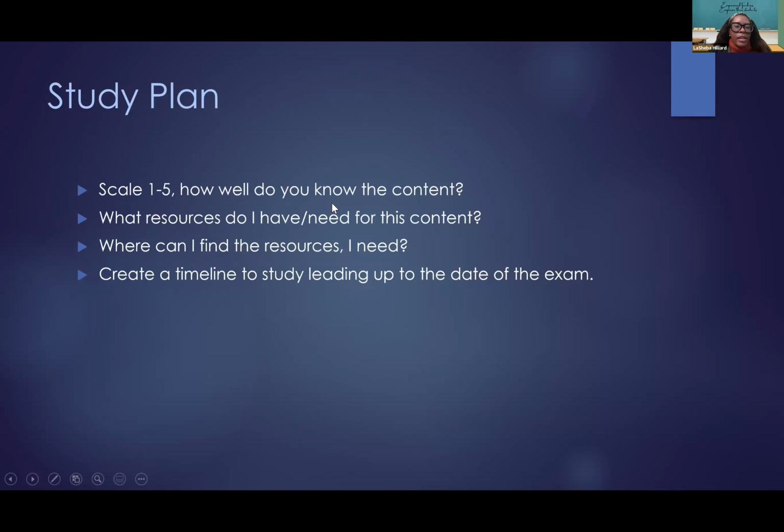But I do want to make sure you have a study plan in place. On a scale of 1 through 5, how well do you know the content as you study through your study guide? What resources do you need? Do you have the study guide for the Praxis book? Are you looking at different websites online for this exam, and where can you find them if you need them? Has anyone created a timeline to study? I know someone has a test this Saturday, so have you set up a timeline from six weeks ago until now to study for the exam? I said I was going to take it when I feel confident. Okay.